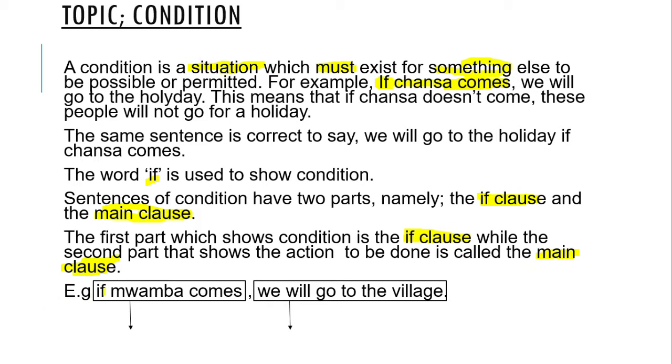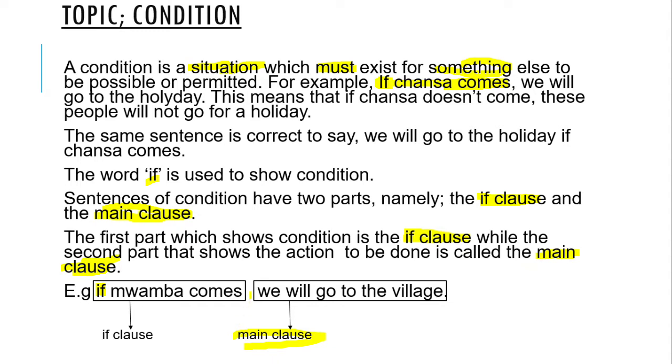Always take note of this word: if. The if is the word that is used to show condition. So the condition here is that Mwamba should come. So if Mwamba comes, we will go to the village. This statement here, if Mwamba comes, is the if clause. And this one, with the thing to be possible or to happen, is what we call the main clause.